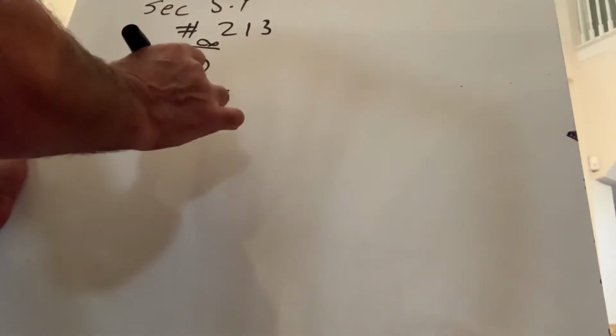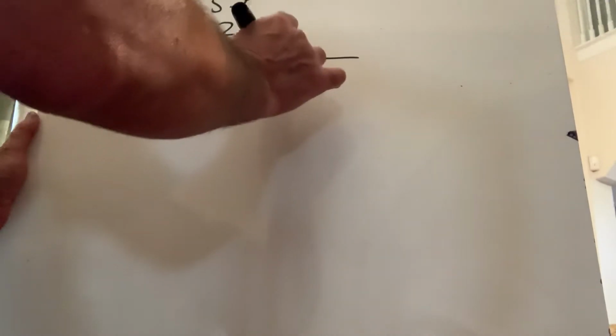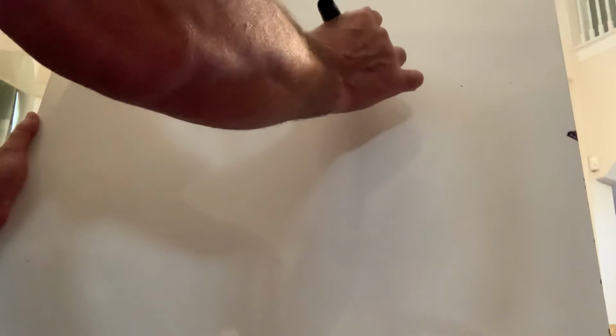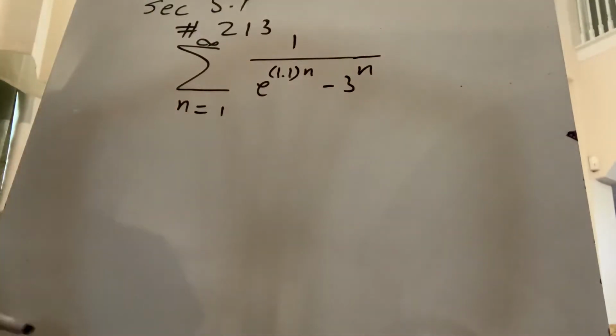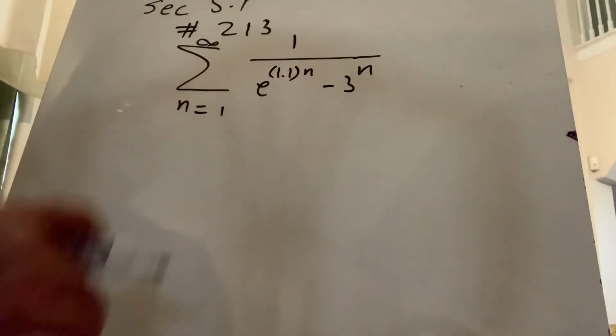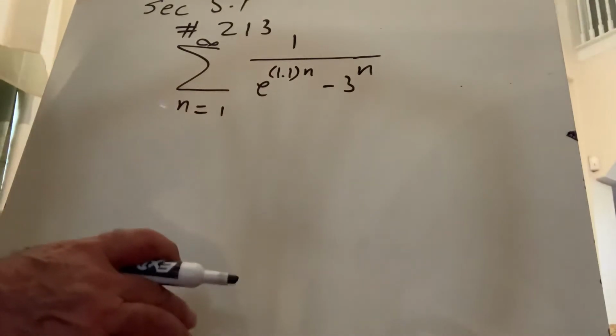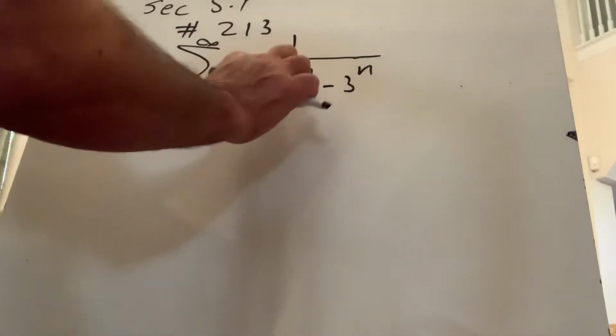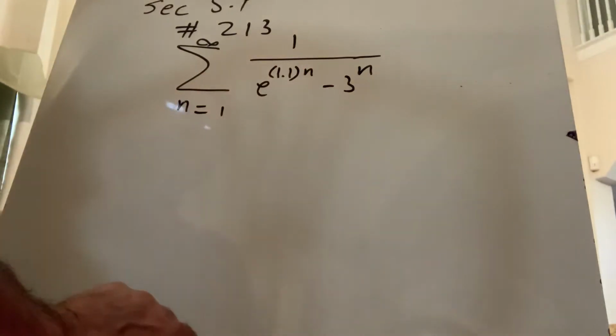We have the series from n equals 1 to infinity of 1 over e to the power of 1.1 times n minus 3 to the n. One thing that I always like to do is look at the dominating term. I'm sure you're wondering why they put 1.1.